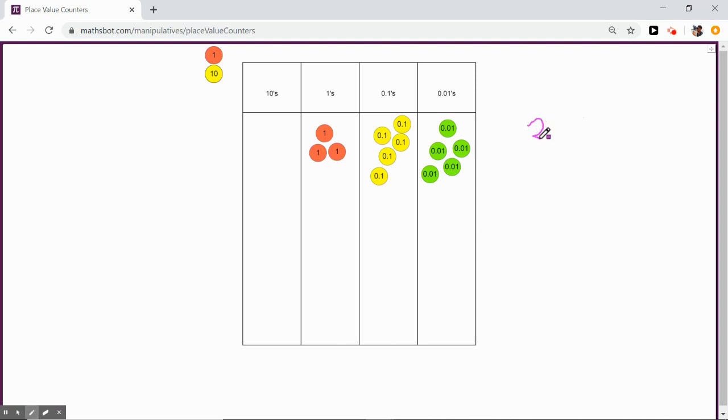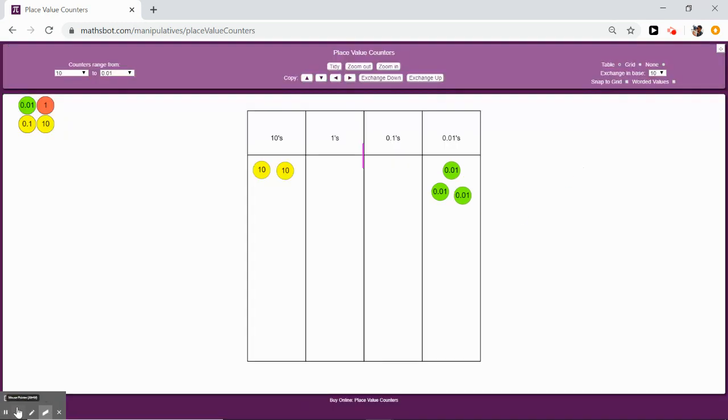We have 3 whole ones. We've got 1, 2, 3, 4, 5 tenths. And we've got 5 hundredths. So 3.55. Let's try one more. A little bit trickier now. Can you say the number?